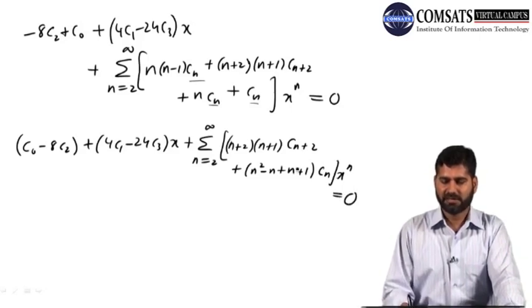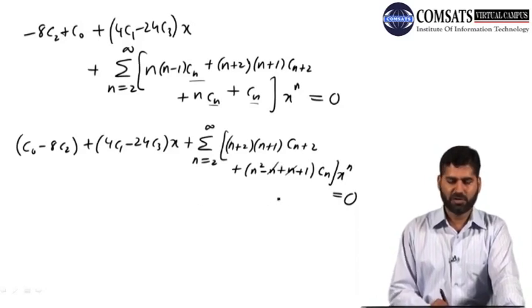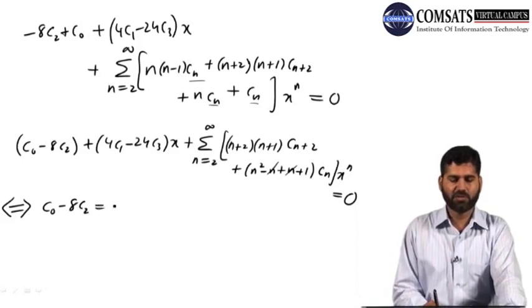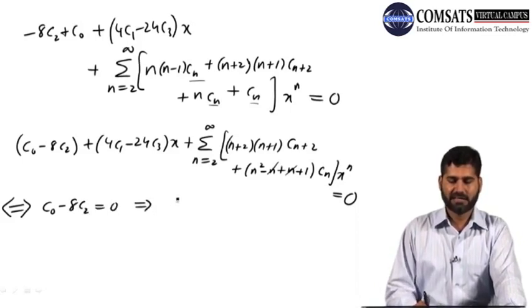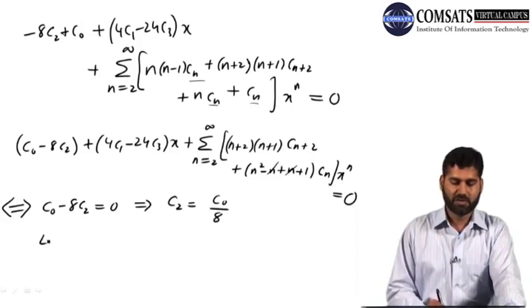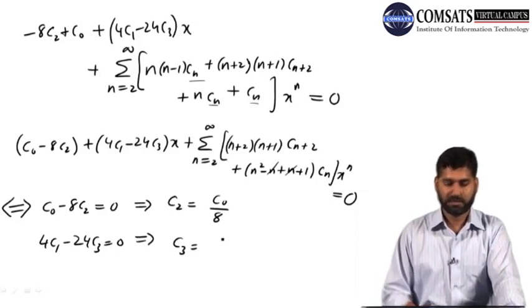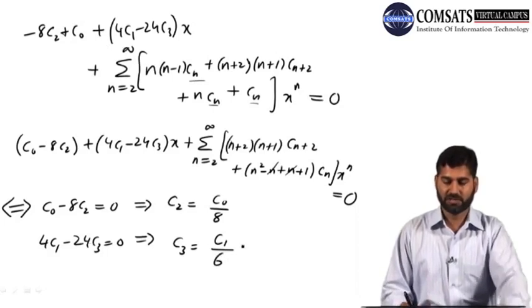This n and n are gone. So now this is equal to 0 if and only if C0 minus 8 C2 is equal to 0. So this implies that C2 is C0 by 8. Alright. The second term is 4 C1 minus 24 C3 is equal to 0. So this implies that C3 is equal to C1 over 6. Right? 4 by 24 is 1 over 6. This is what you got.